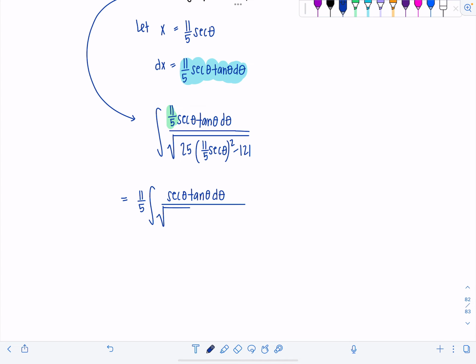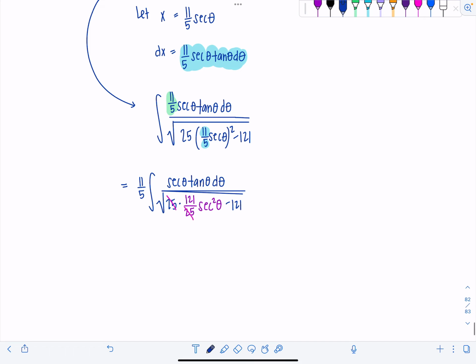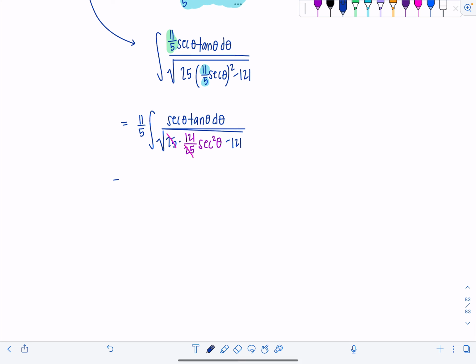Let's multiply out what's underneath the radical. We have 25 times. Make sure you're careful here. You have to square the numerator and denominator of the constant. So it's going to become 121 over 25 secant squared theta minus 121. So notice we chose everything so carefully so that these 25s would cancel out now. Beautiful. So what do we have here?